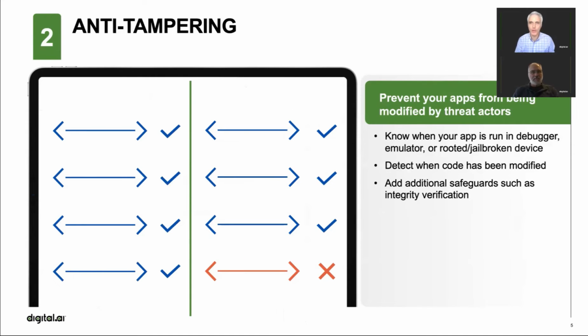The next most important way we protect your apps is through the addition of anti-tampering techniques. By anti-tamper, we're primarily referring to the ability to detect two conditions. First, we detect when your apps are run in an unsafe environment that might allow it to be tampered with. Classic examples of these types of environments are debuggers, emulators, and rooted or jailbroken devices. Second, we detect when the code in your app has been modified.